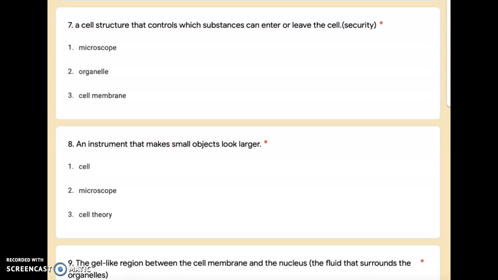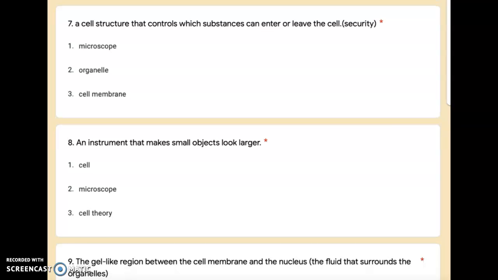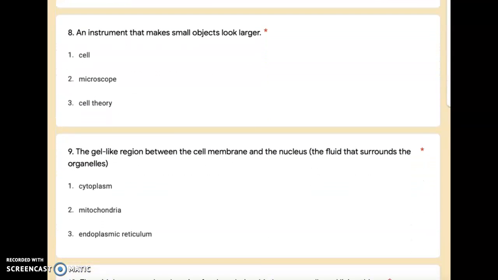Number 7. A cell structure that controls which substances can enter or leave the cell, like security. Is that a microscope, organelle, or cell membrane? Number 8. An instrument that makes small objects look larger. Cell, microscope, or cell theory?